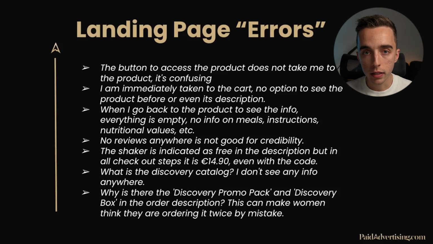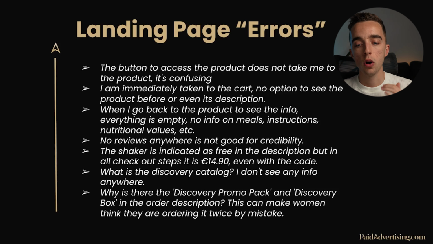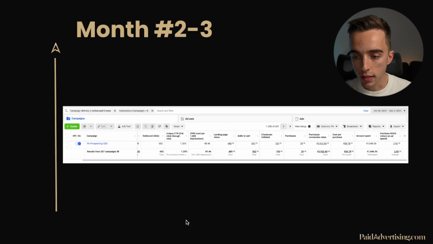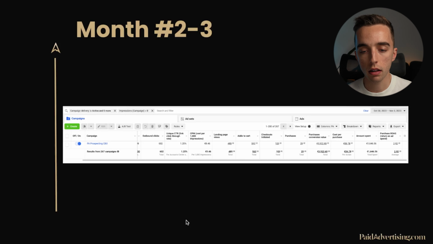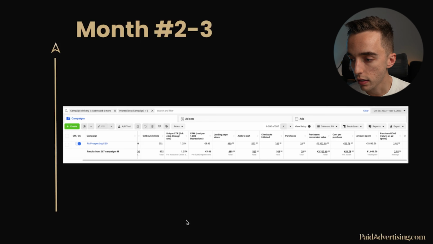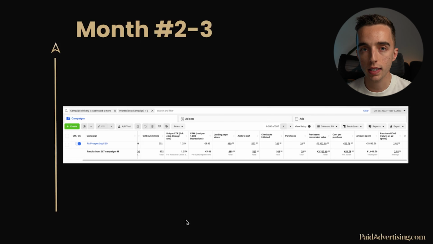And the end of month 2 and beginning of month 3 together was much better. You can see that right here. Our click-through rate slightly went down to 1.25%, but nonetheless, still better than when we initially took the account. And look at the ROAS on the right side of the screen, 2.02 as of that point, which is a record on that account.